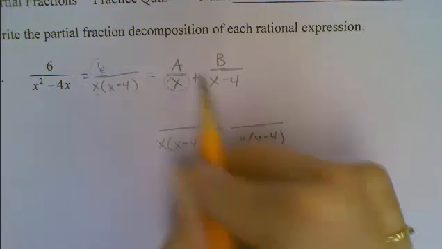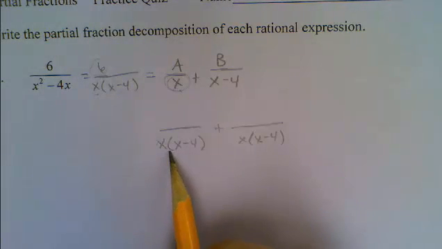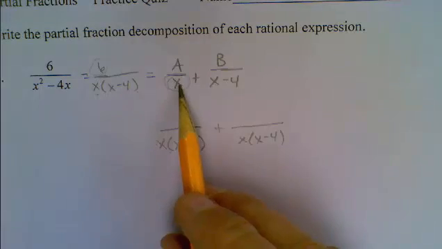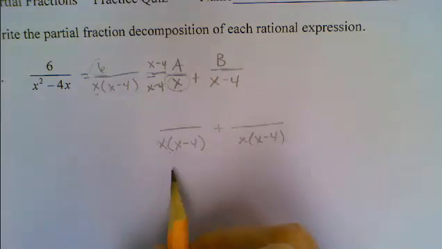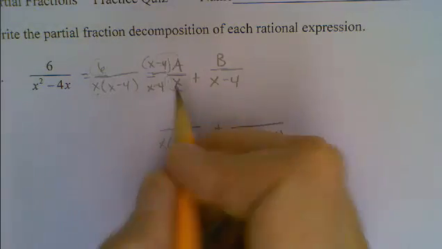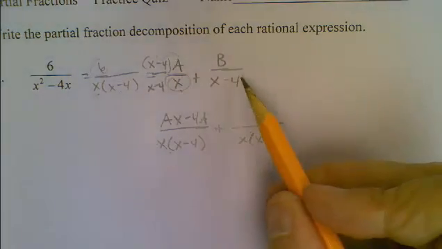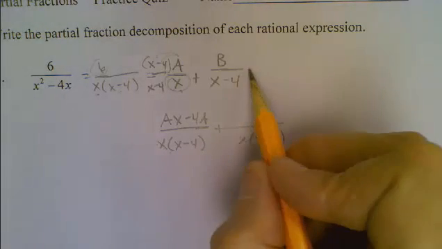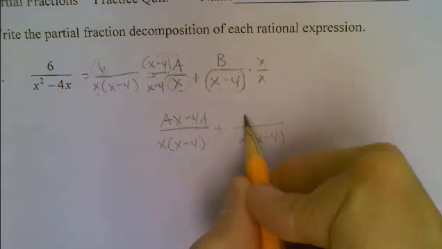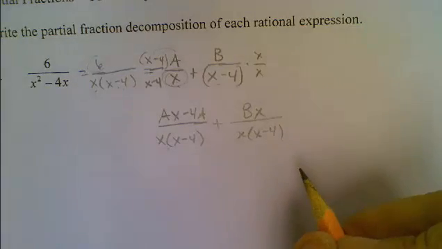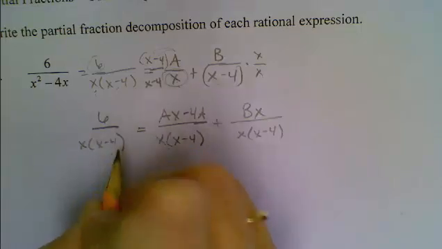So instead of worrying about cross multiplying, you want to think about, this is the denominator I have, this is the denominator I'm trying to get to. So I already have the x, so I need to multiply by x minus 4 over itself. So when I do that and distribute the a, I'm going to get ax minus 4a. For the second fraction, I have the x minus 4, so I need to multiply by x over x, so that I get x minus 4 times x on the bottom. I get bx in the numerator. All of that, remember, equals 6 over x times x minus 4.